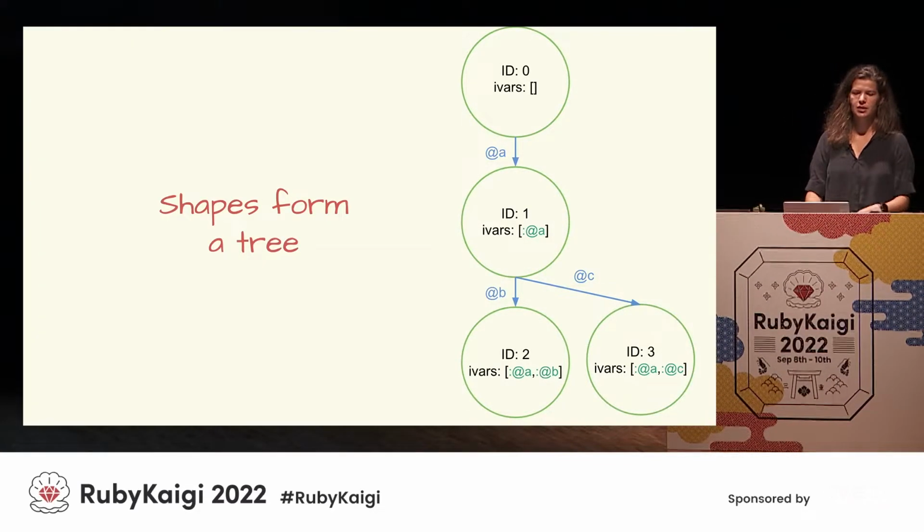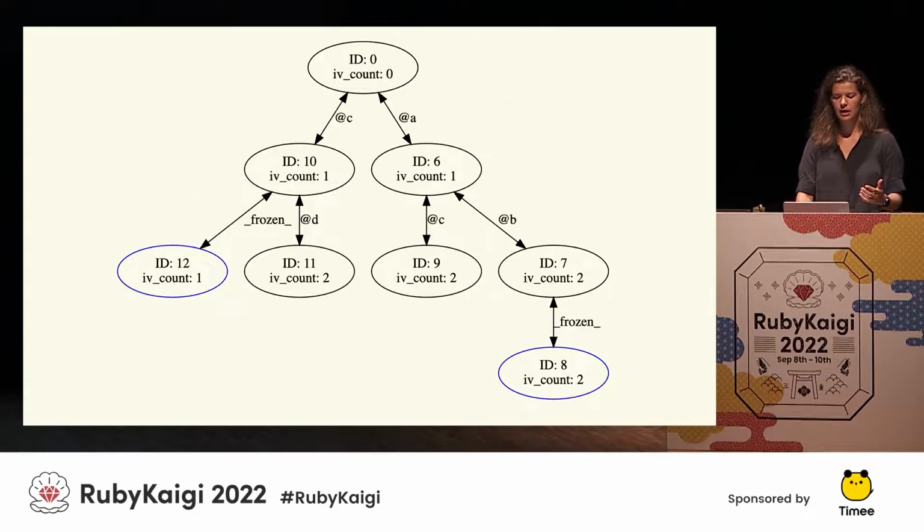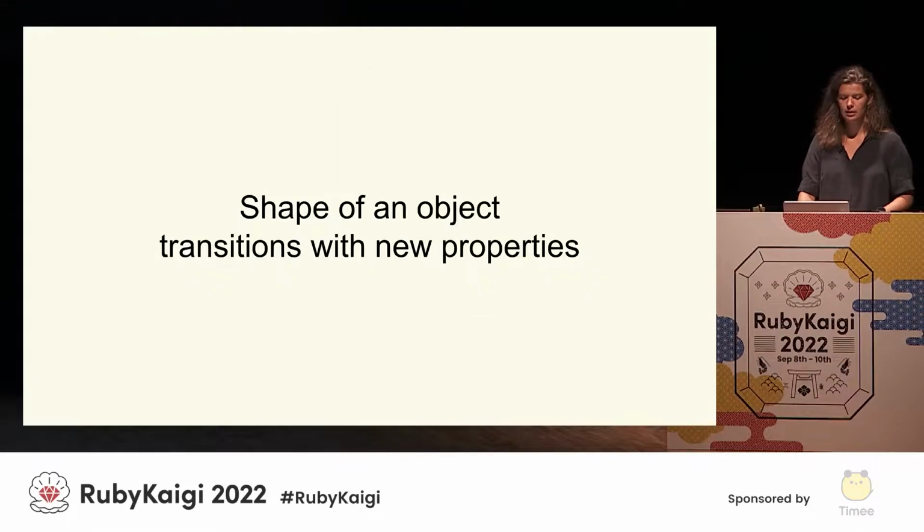And you might have noticed here the shapes form a tree. So if we actually ran all of the snippets of code we've accumulated to date through Ruby and generated the shape tree, it would look something like this. And we'll get more into the details here as we keep going.